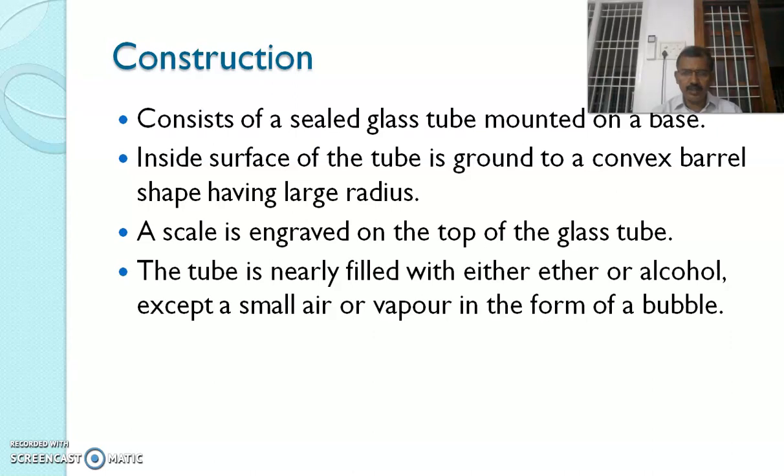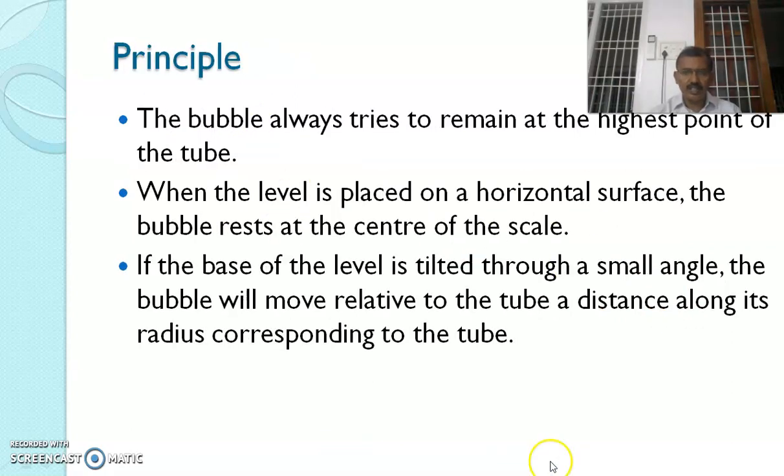When the surface to be measured is perfectly horizontal, the bubble sets at the middle. If it is very sloped, then the bubble sets at the bottom or at the top, depending upon the angle of inclination. So from the graduations on the spirit level, we can measure how many degrees it is inclined. The bubble always tries to remain at the highest point of the tube.